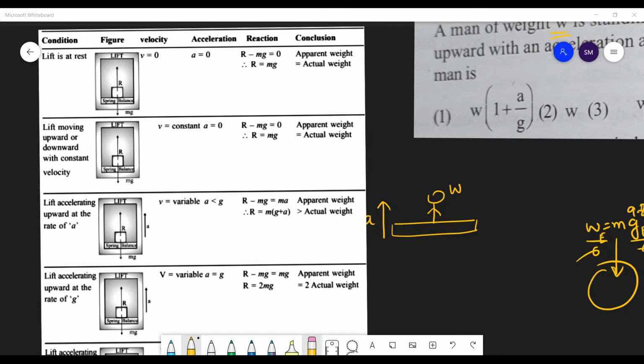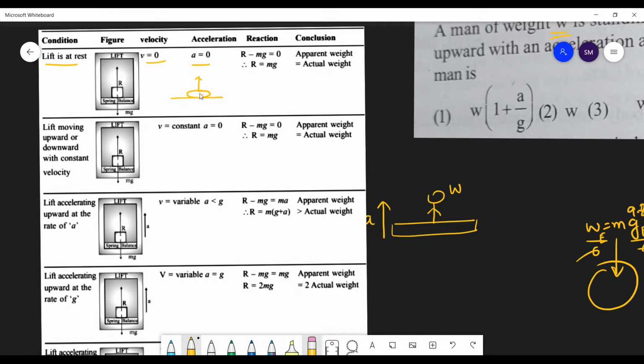So if a lift is going up, the lift might go up, the lift might go down, the lift might fall freely. So these are the different options. Suppose first condition we'll see that the lift is at rest. So velocity is 0, acceleration is 0. See, this man is... actually the apparent weight of the man. So this is the weighing machine in the lift and the man is standing over here.